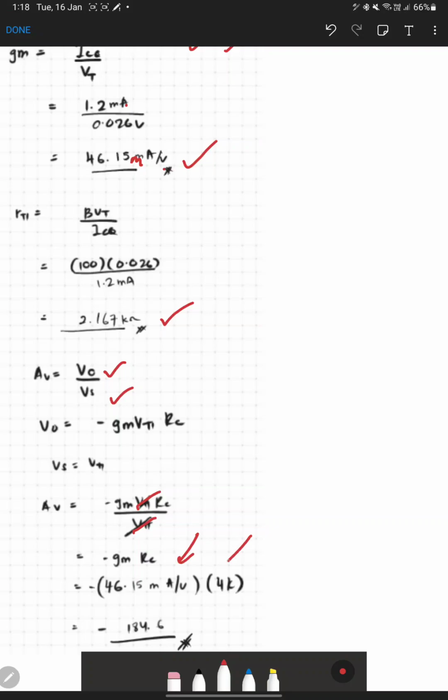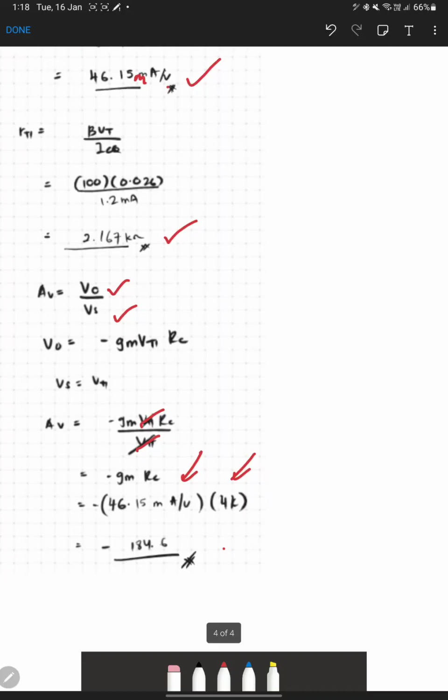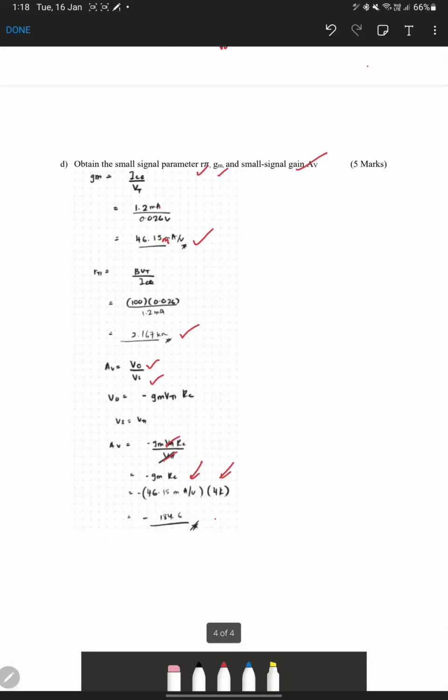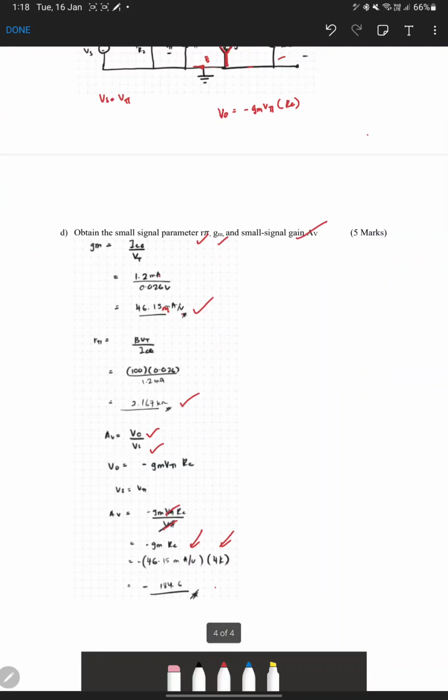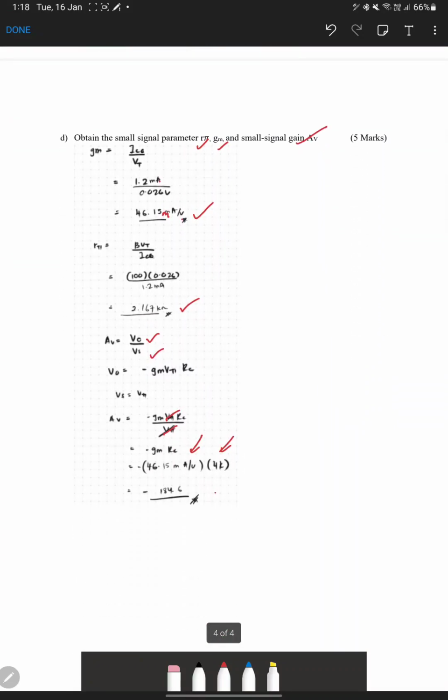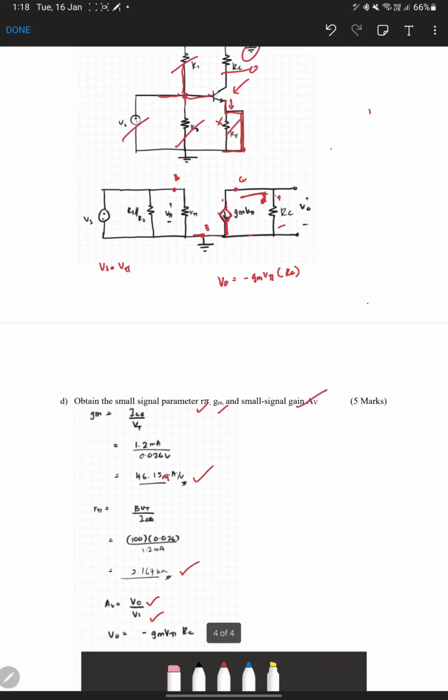Okay, by replacing the value, you got the value for the AV becomes minus 184.6. There is no unit here for the AV. Right? That's okay. That's all for the test 1 question 1.